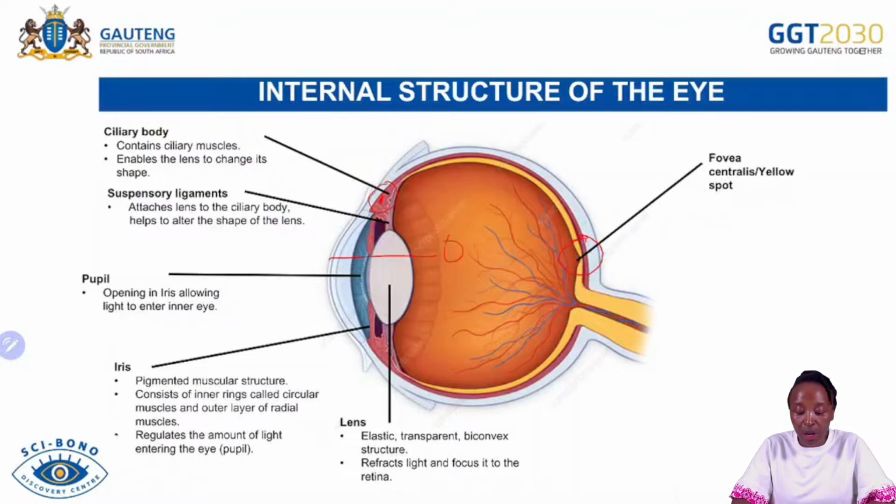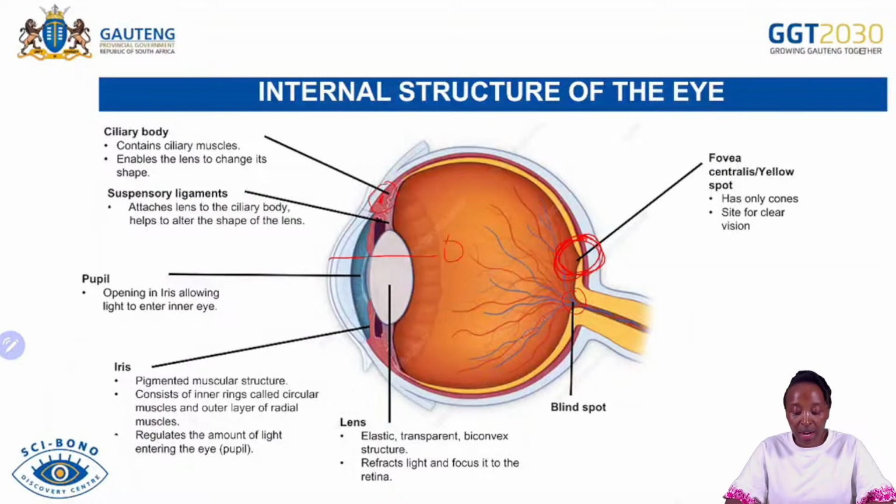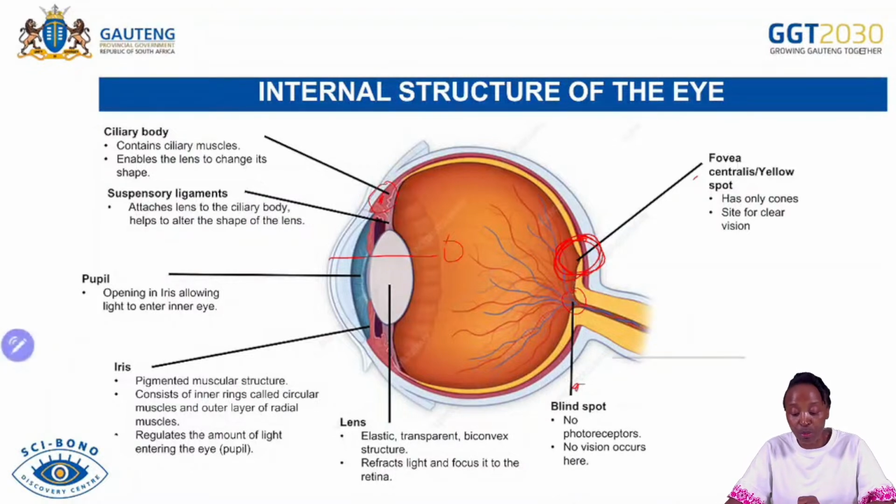We all know, when your teachers teach you, that this is where most of the photoreceptors are highly concentrated, especially the cones. They are found in there. And then it only has the cones, and it is the site for what? For vision. And then we have this part, which is called the blind spot. And here, the difference between the two is that here there are no photoreceptors. So there is no image or no vision that is formed there.